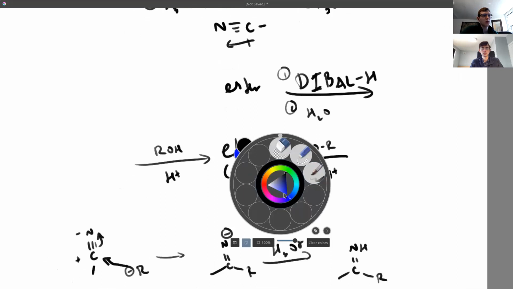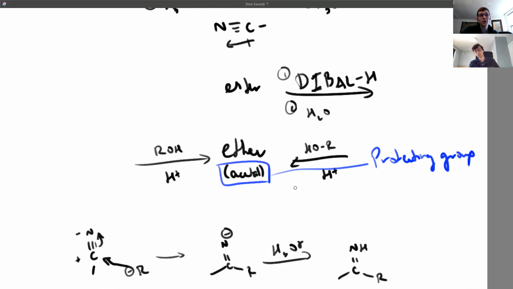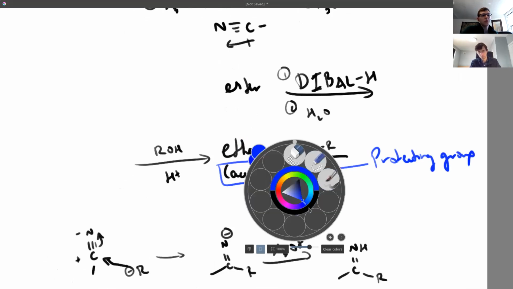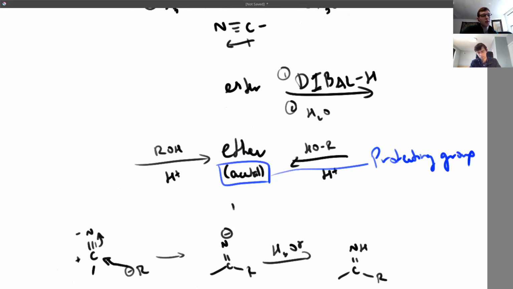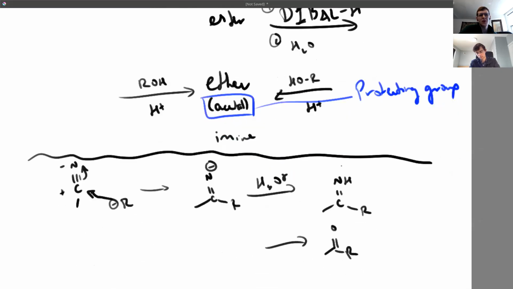Pick a different color so we can make this. This is a protecting group, so that's good. Ooh, there's one more thing I can think of, and this is now actually the last thing on the list. We can also make imines, which I briefly mentioned, right? In fact, down here I mentioned them.